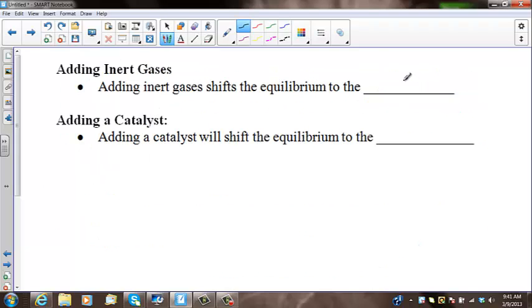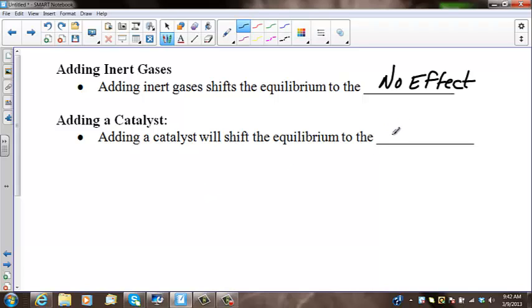Adding an inert gas usually has no effect on the equilibrium constant if we're at a constant volume. Now it also has no effect if it's added to a system at constant pressure. If you increase the pressure and there's a constant volume, then everything will shift and the partial pressures will actually remain the same. If you add an inert gas and you're at a constant pressure and your volume is changing, then it will also readjust itself.